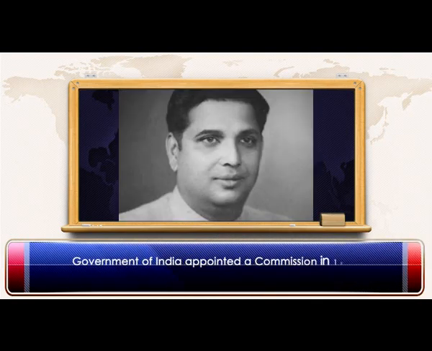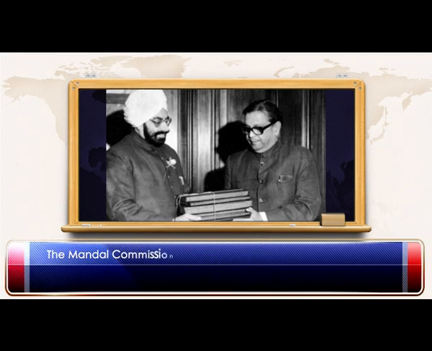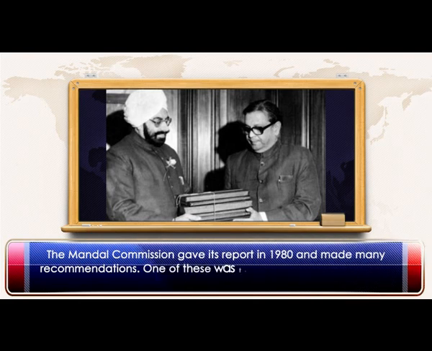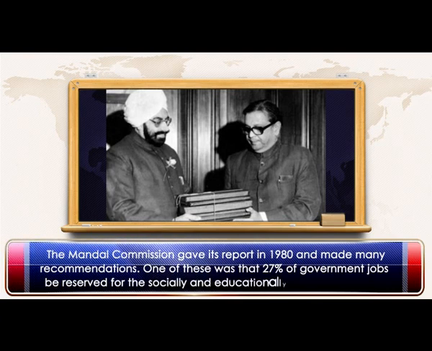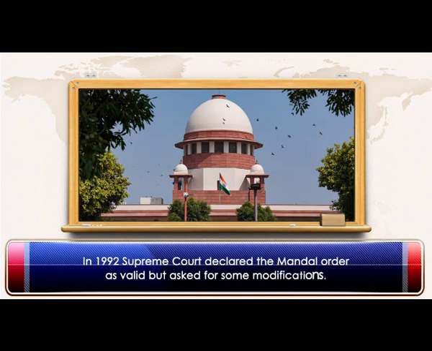Government of India appointed a commission in 1979 headed by BP Mandal called Second Backward Commission. The Mandal Commission gave its report in 1980 and made many recommendations. One of these was that 27% of government jobs be reserved for the socially and educationally backward classes. In 1992, Supreme Court declared the Mandal order as valid but asked for some modifications.